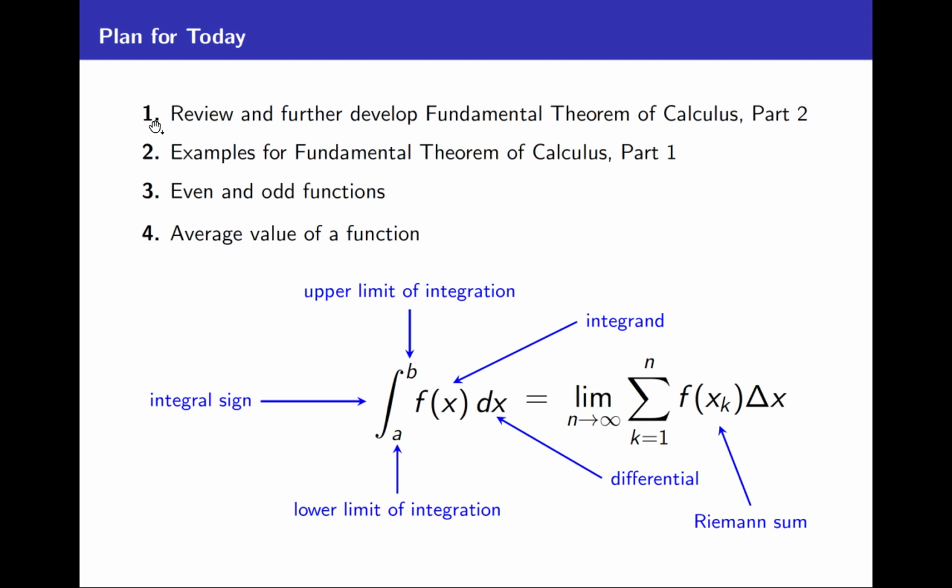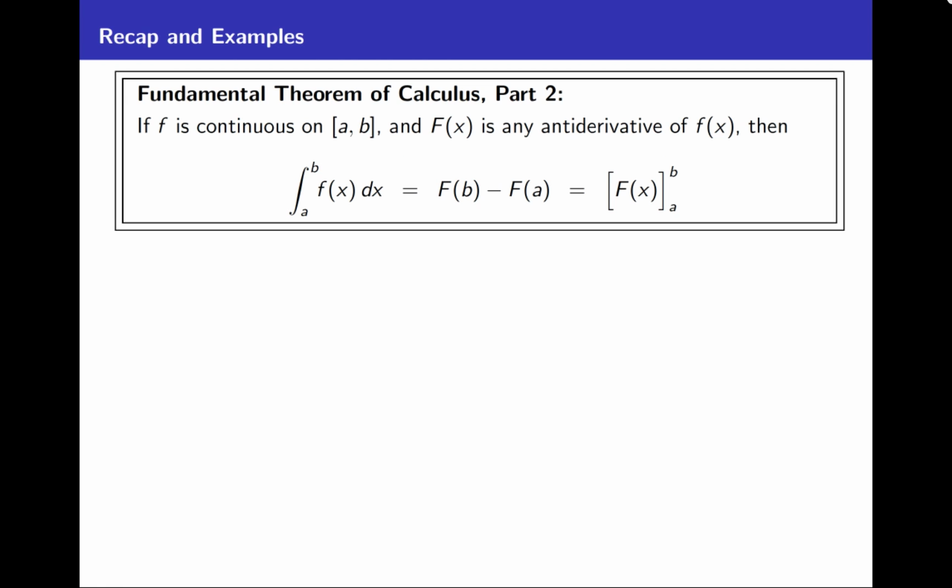Let's tackle the first task. You'll remember that the fundamental theorem of calculus, part 2, states that if f is continuous on the closed interval from a to b, and big F of x is any antiderivative of little f of x, then the definite integral from a to b of little f of x dx equals big F of b minus big F of a.